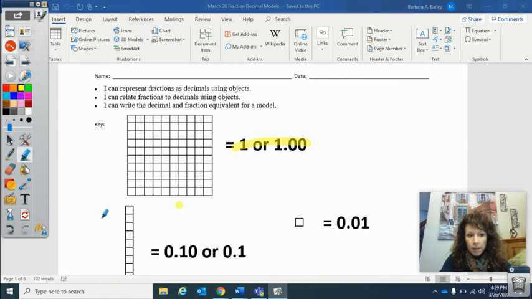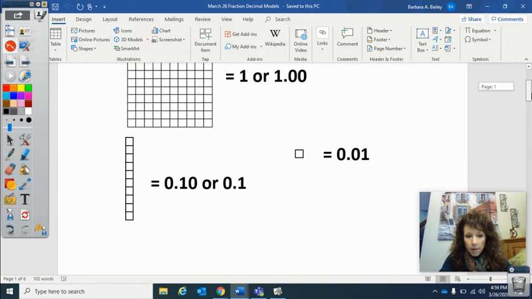And then down here, if you scroll down just a little bit, what in the past we thought of as a 10 strip is actually going to be 1/10, because it takes 10 of these to make one whole. So this model or picture represents 1/10, and we can write that as 0.10 or 0.1.